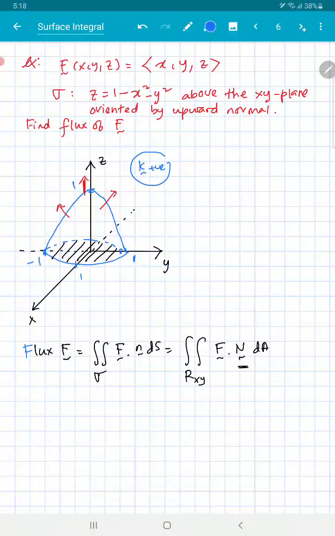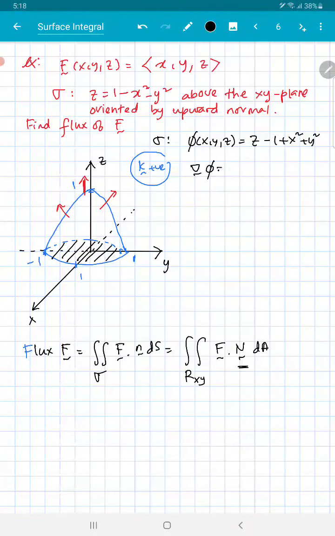Now rearrange our surface sigma into a function of x, y, and z. That would be phi equals z minus 1 plus x squared plus y squared. Now take the gradient of phi: differentiating phi with respect to x, we get 2x; with respect to y, we get 2y; with respect to z, we get 1. We want our z component to be positive, and it is already positive, so we know that this is our normal vector. So the normal vector is equal to the gradient of phi, or del phi.